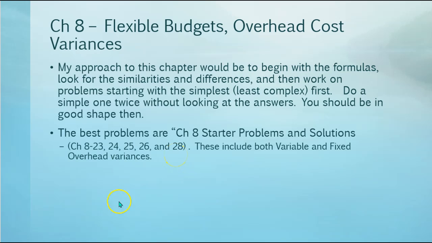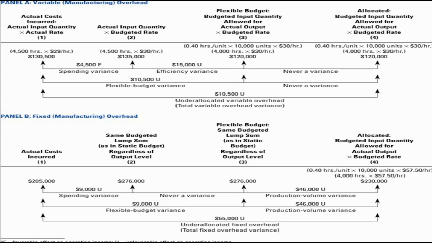And here's an example of the formulas. This is probably the best one. This is right out of your textbook. Notice that they've got 4 columns here, but each variance only uses 3. That makes it a little bit harder to figure out. But let's look at the variable first.